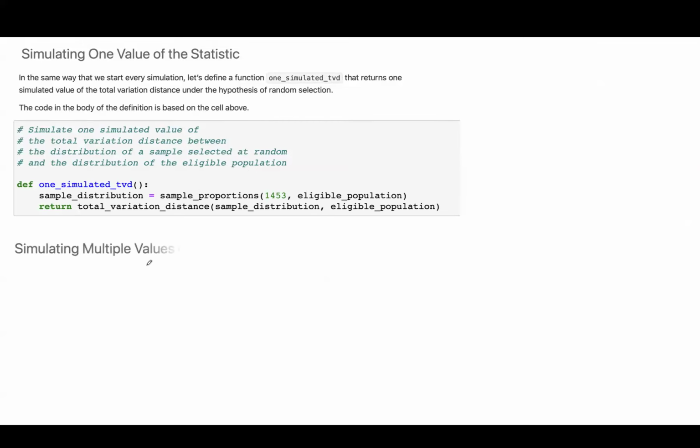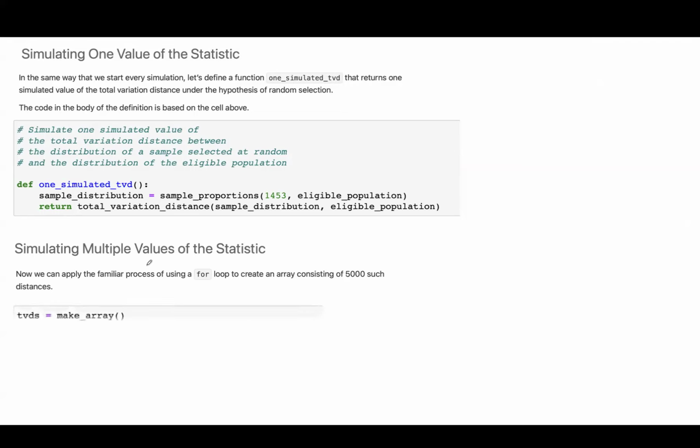Now, simulating multiple values of the statistic. Now we can apply the familiar process, using a for loop to create an array consisting of 5,000 such distances. So in this case, let us set TVDs and make the repetitions 5,000. And for i in np.arange of repetitions, which is 5,000, we're going to append to TVDs the simulated distance that is calculated in our array.